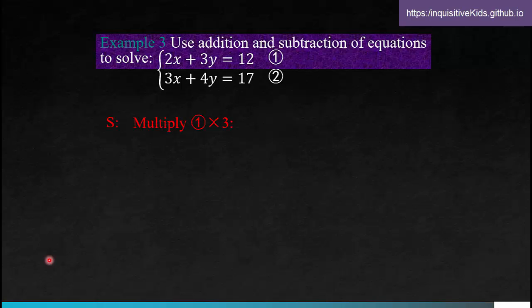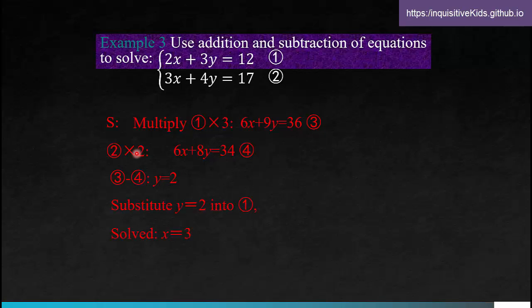Here's the solution. First, multiply equation 1 by 3. So by doing this, you're multiplying 3 on both sides to every single term. We're going to call this equation number 3. Multiply equation number 2 by 2, and you get 6x plus 8y is equal to 34. This is equation number 4. Subtract 4 from 3, and we get y is equal to 2. Substitute, and x is equal to 3. Therefore, the solution is x is equal to 3, y is equal to 2.